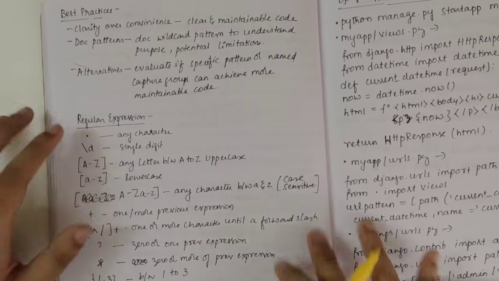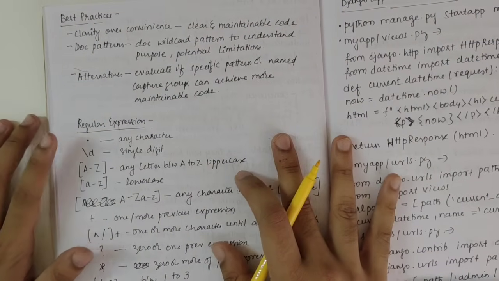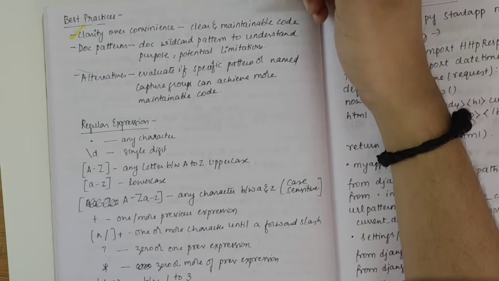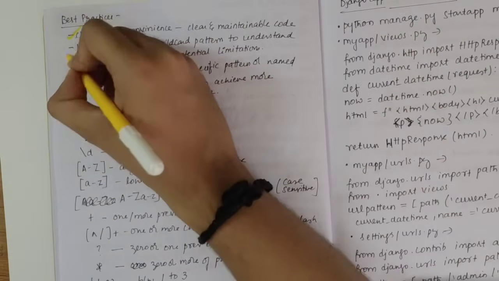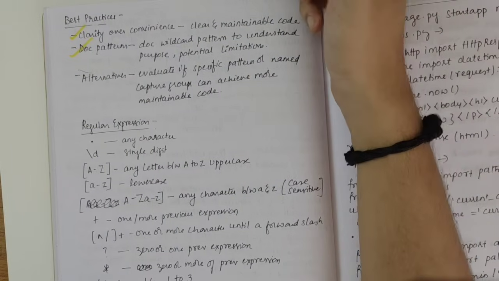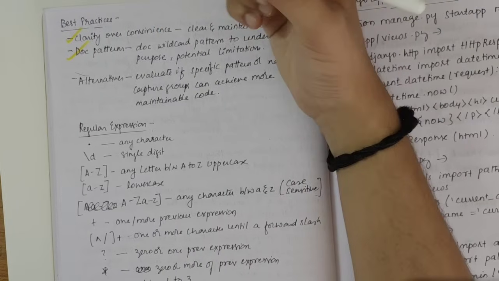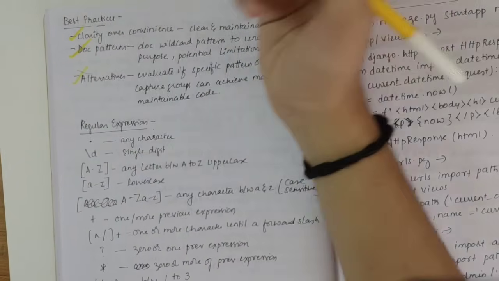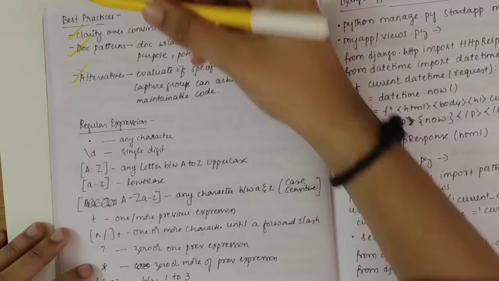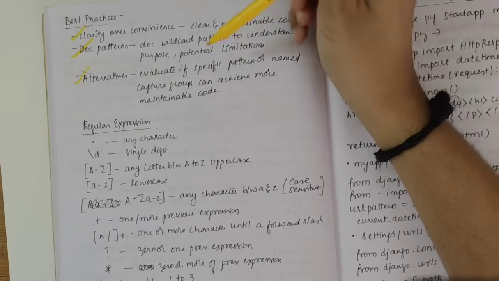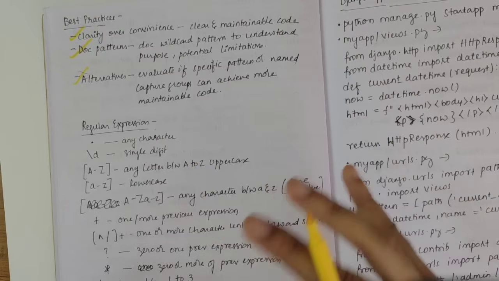Next, what are the best practices for wildcard patterns? Clarity over convenience: the code has to be clear and maintainable. Then documentation: we have to document the wildcard pattern to explain its purpose and potential limitations. Then what are the alternatives? We need to evaluate whether specific patterns or named capture groups can achieve more maintainable code than the wildcard pattern.